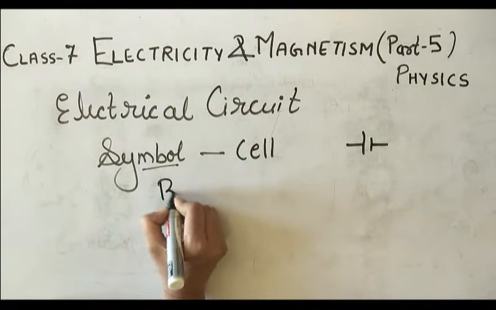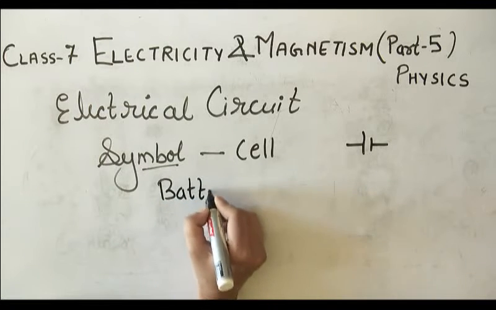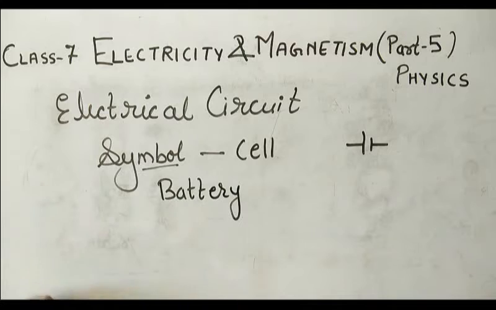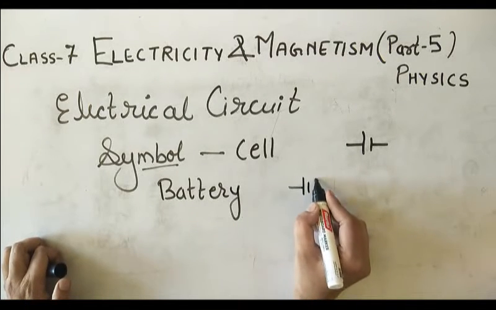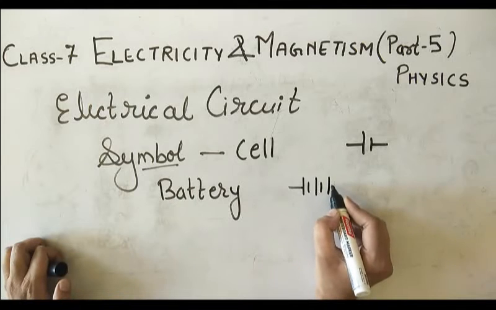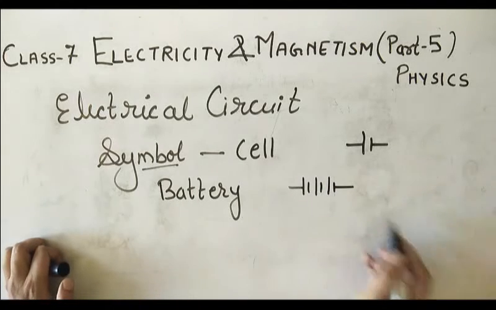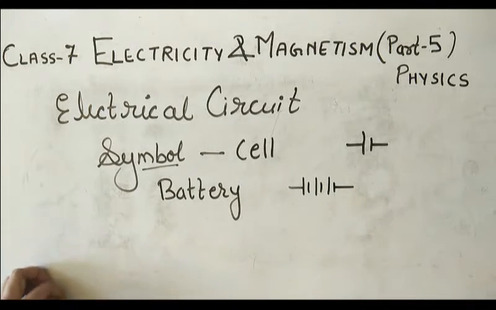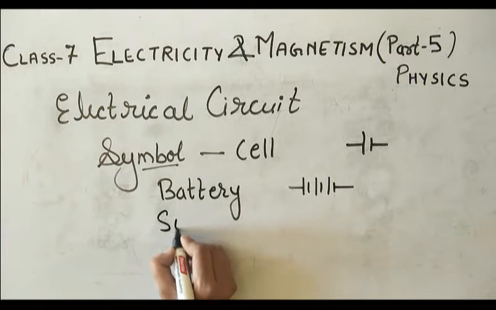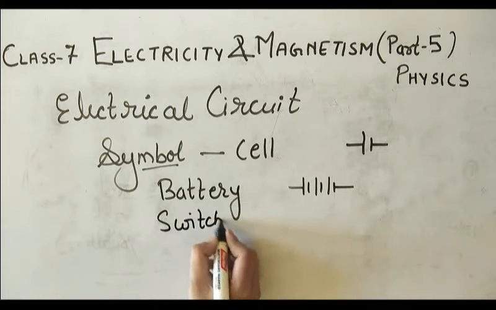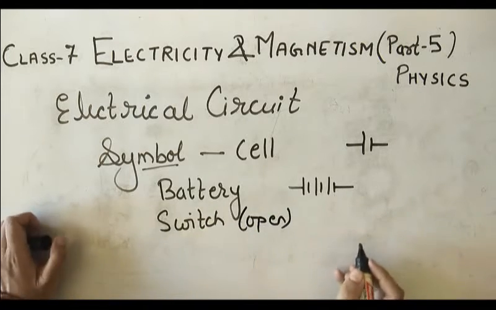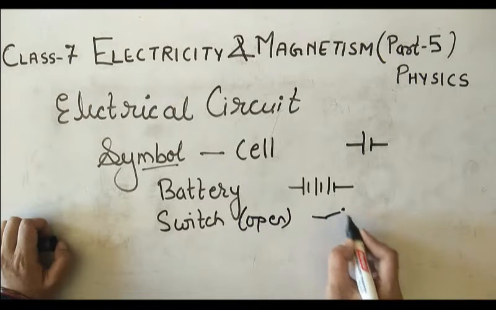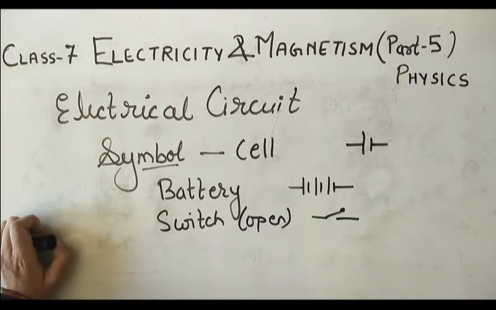If you want to show the battery, as you know, a battery is a combination of cells, so you make 2 or 3 cells over here. That means 1 cell, 2 cells, 3 cells, and so on, as per your need. If you want to show an open switch, how can you make it? It is just like this. This is the open switch.